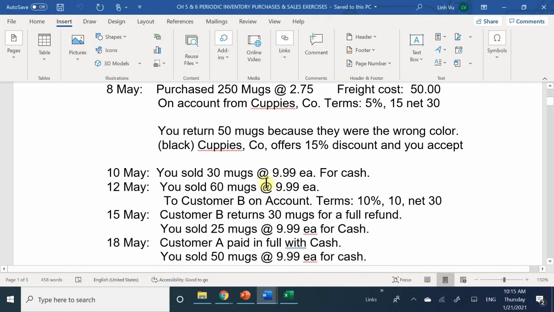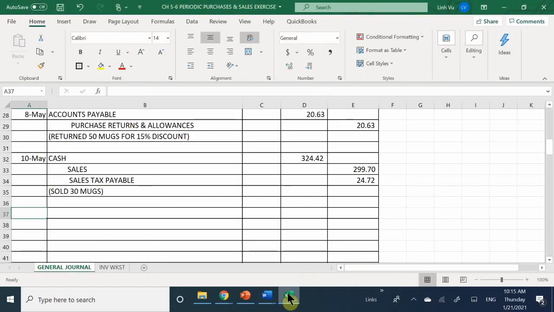Let's see what happened next. On May 12th, you sold 60 mugs for $9.99 each to customer B on an account, and you gave him terms 10, net 30. So we sold 60 mugs to customer B on an account. Accounts payable.